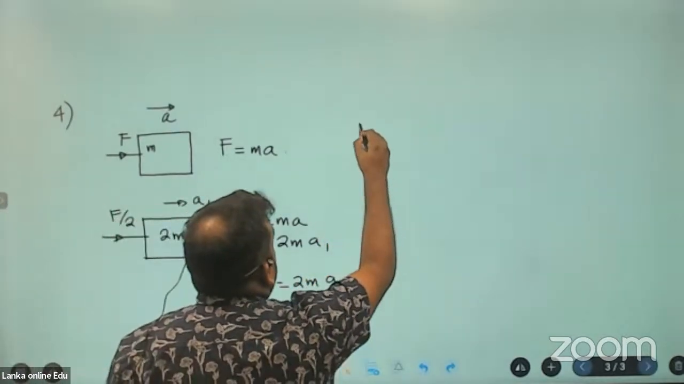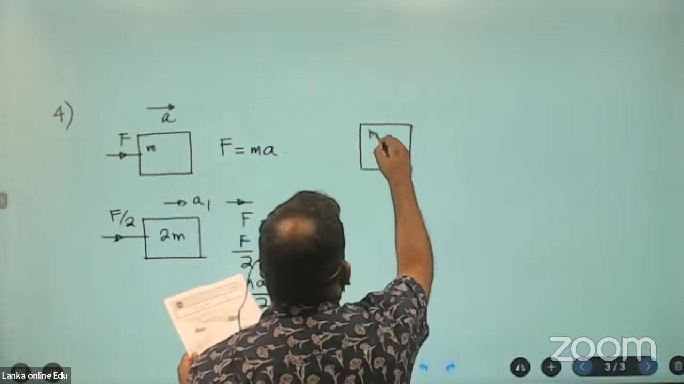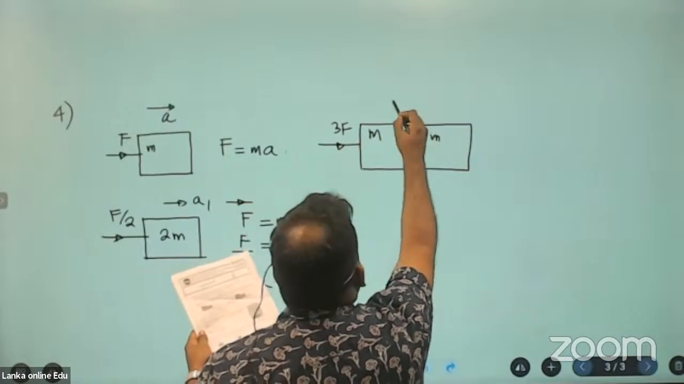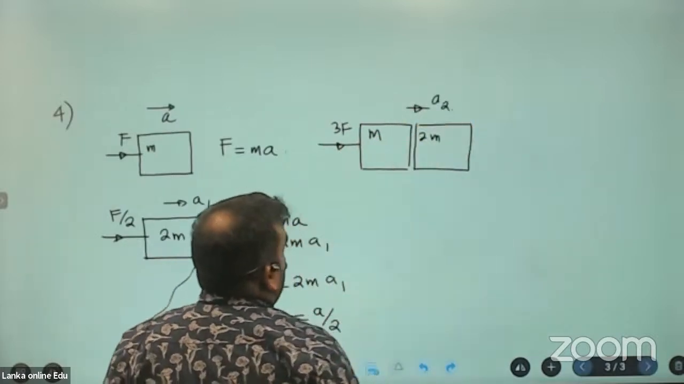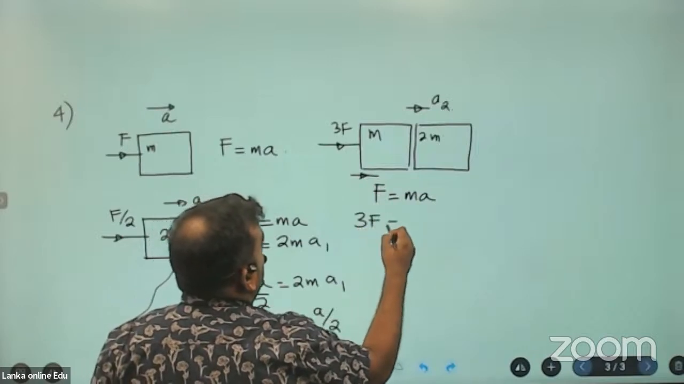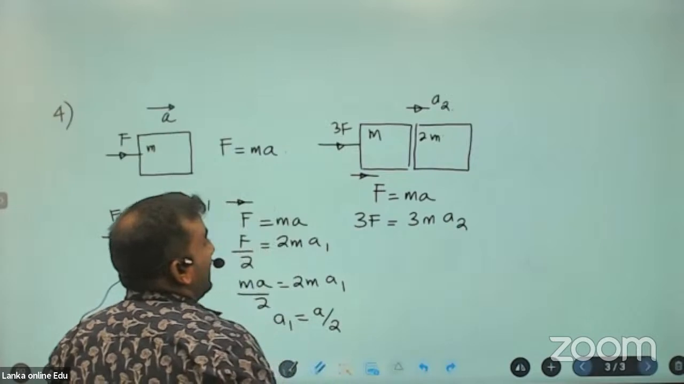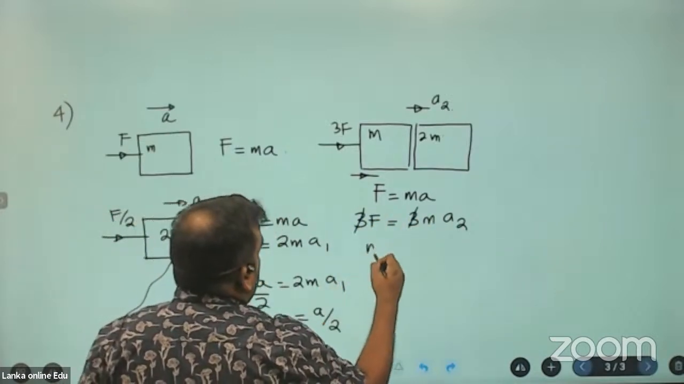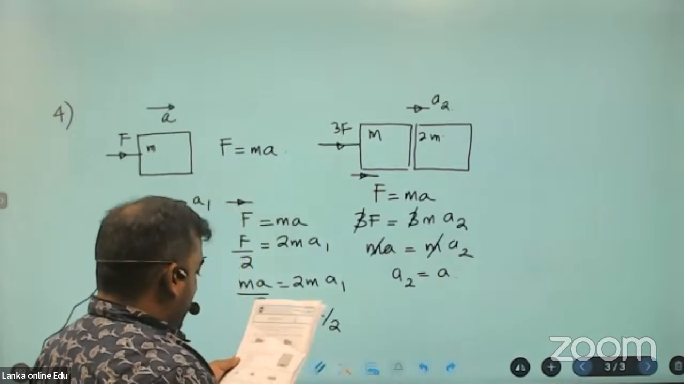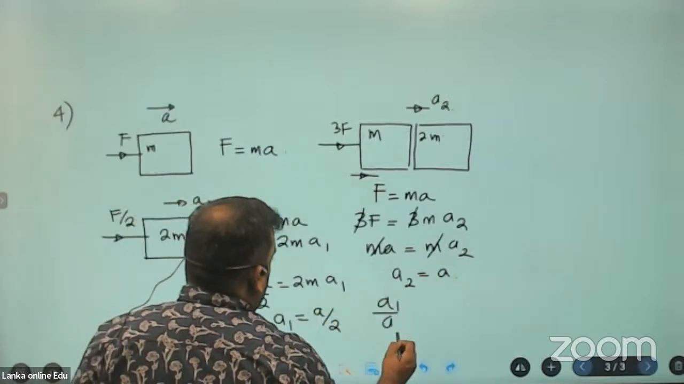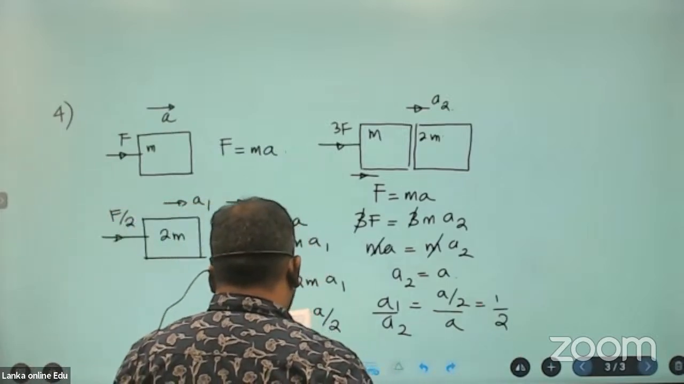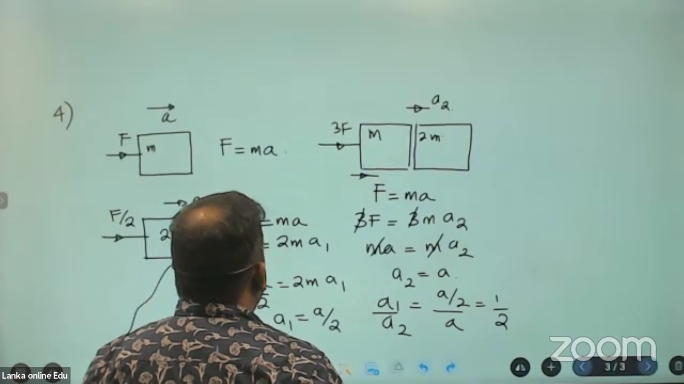Then what? Here you have a mass M and a mass 2M. We are applying 3F. Here acceleration is A2. Simplify this carefully. Apply F equals MA for the full system in the forward direction. Total mass is 3M times A2. 3 and 3 cancel off. Force equals MA, M into A2. M's cancel off. A2 equals A. What are they asking you? They're asking the ratio A1 divided by A2. A1 is A over 2. A2 is simply A. The ratio is going to be half. Okay, no?